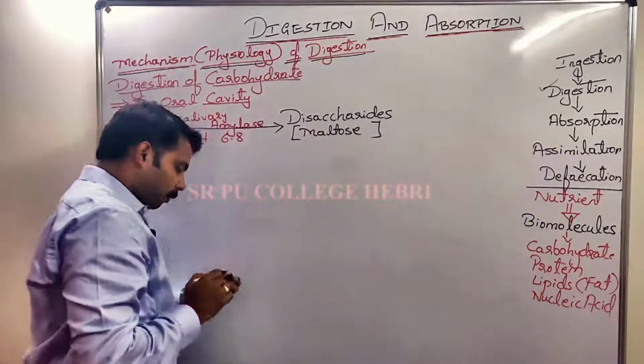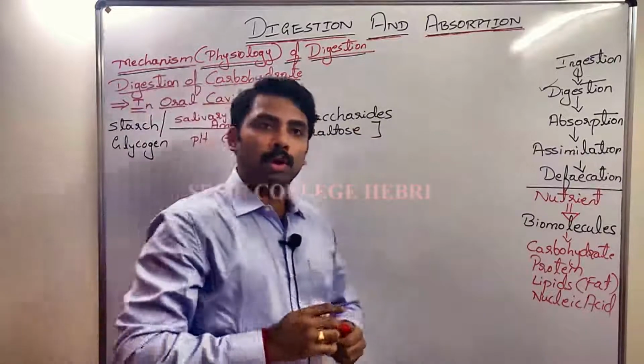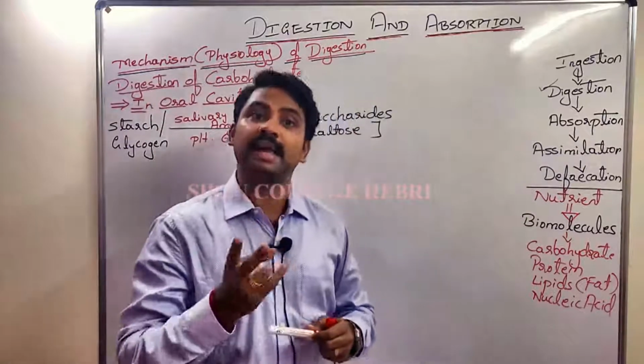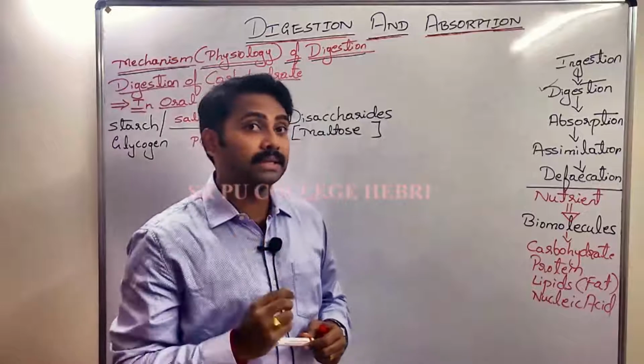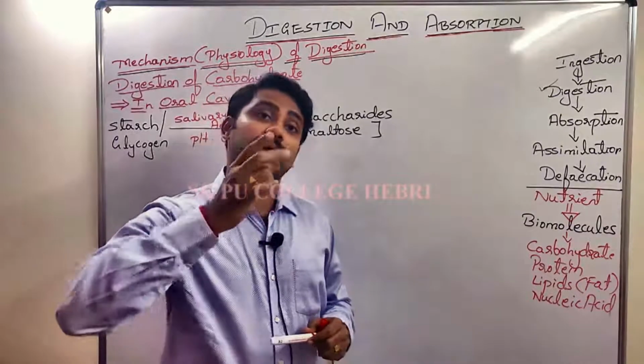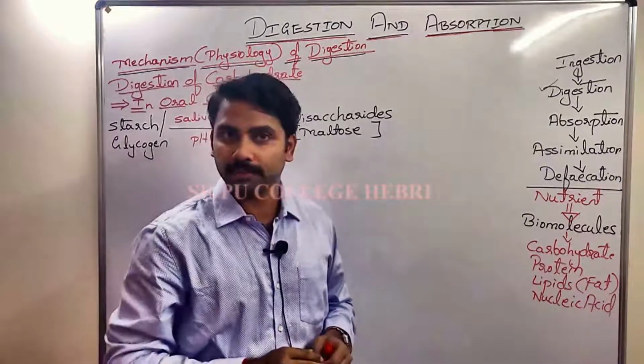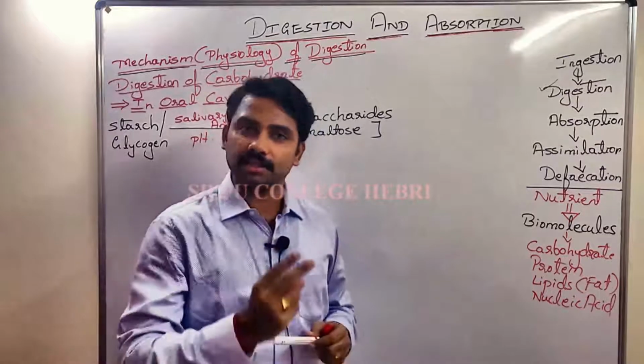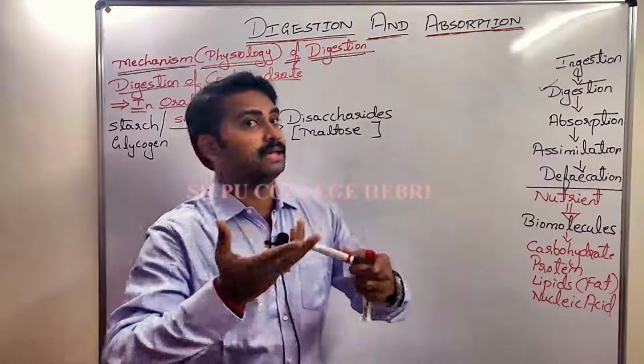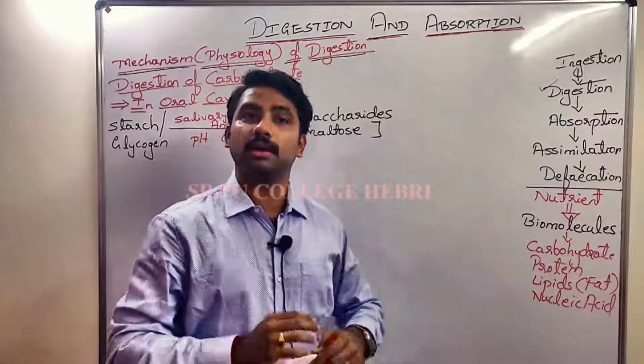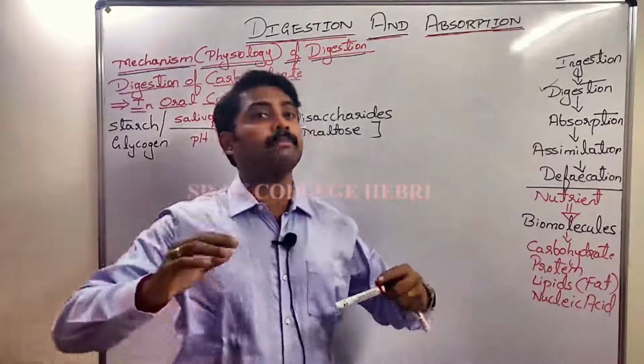Maltose. What do you mean by mono? Mono means one, di means two, tri means three. Monosaccharide means single sugar. Disaccharide means two sugar. Trisaccharide means three sugar. Polysaccharide means many sugar.